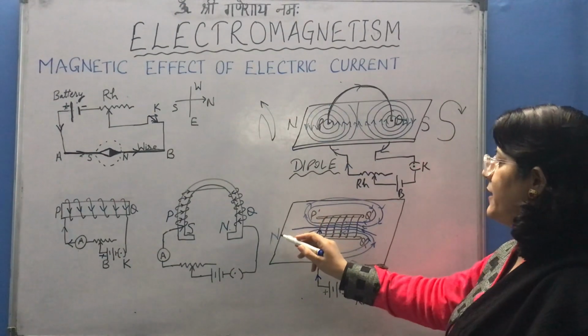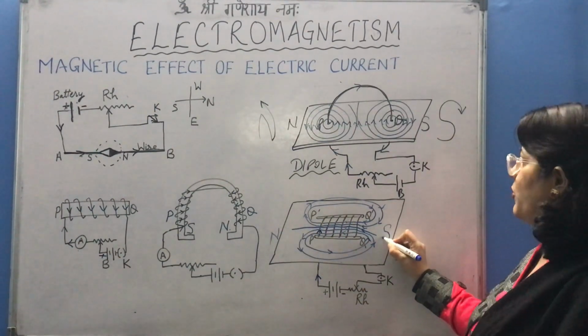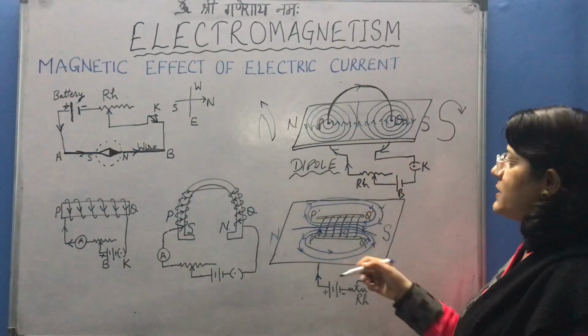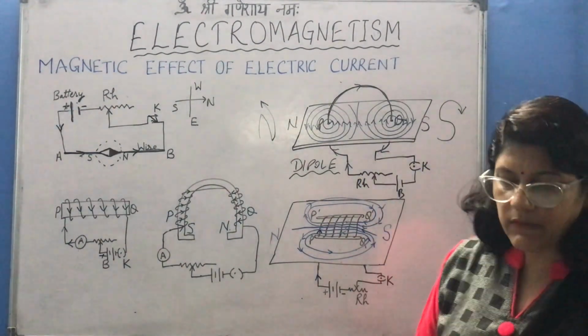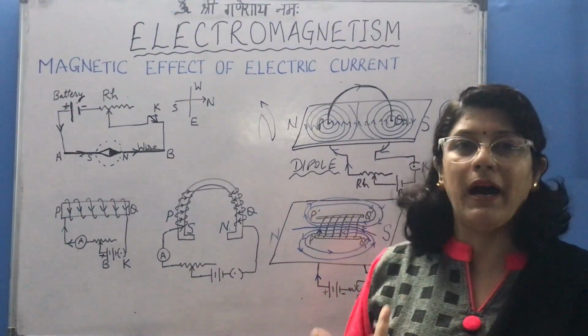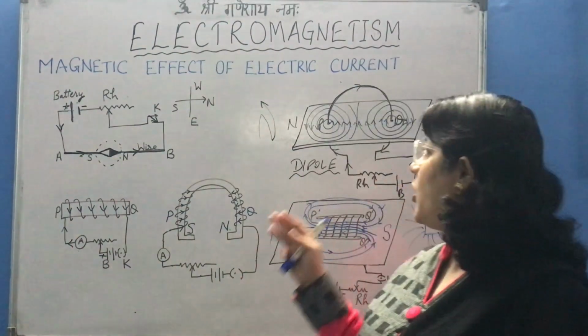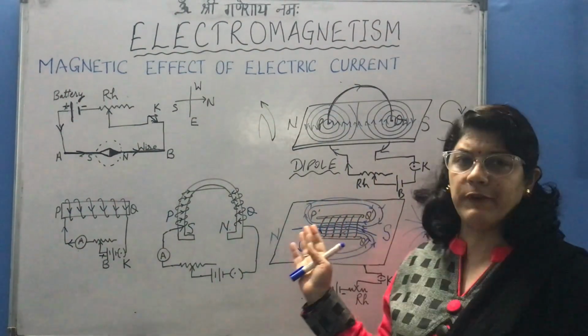So, this end behaves like a north pole and this end behaves like a south pole. Again, it becomes a dipole. So, this is our current carrying solenoid which is behaving like a bar magnet. Important points to keep in your mind are with the observation of the pattern of magnetic field lines.